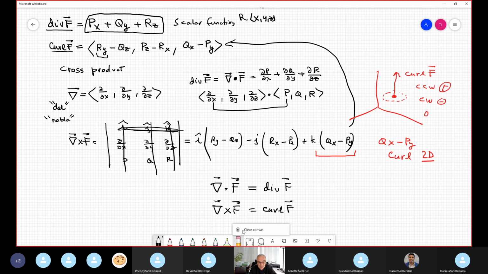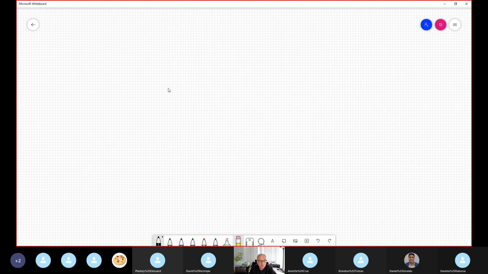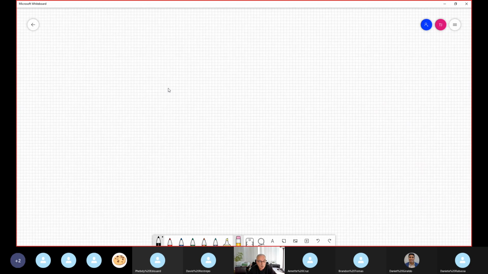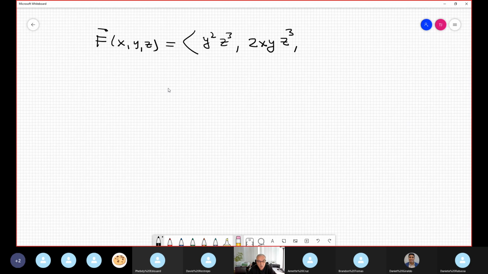Okay, let's see one example in 3D. A vector field is given in 3D. F(x, y, z) is (y squared z cubed, 2xy z cubed, 3xy squared z squared). Why not? Let's compute everything, the divergence and the curl. Let's start with divergence, which is always easier.